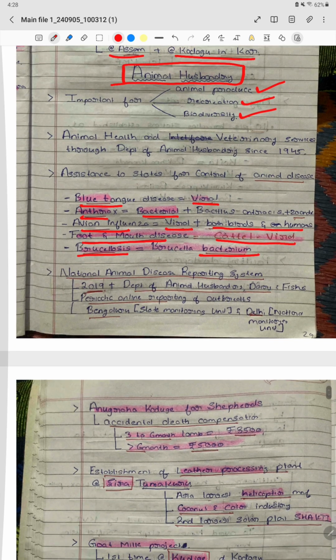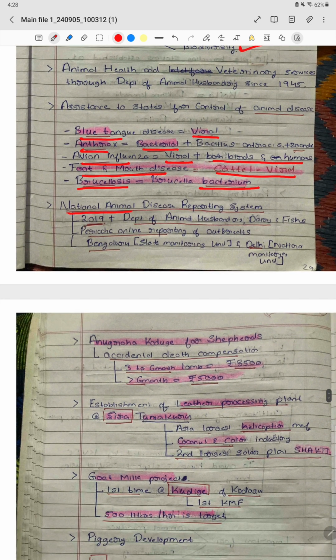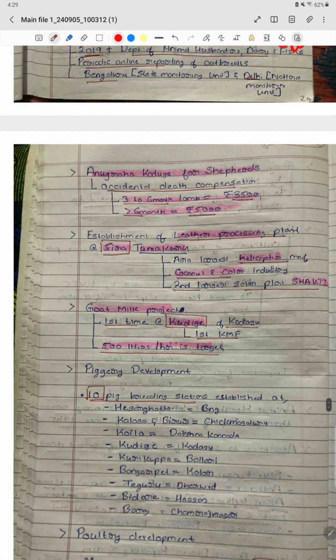Then we have the National Animal Disease Reporting System. This will be there at all levels: the taluka level, district level, state level, and central level. If a disease is seen at any level, they will transfer the information, and from the upper to the lower level, we will get the vaccines and medicines to cure it. This is basically that.